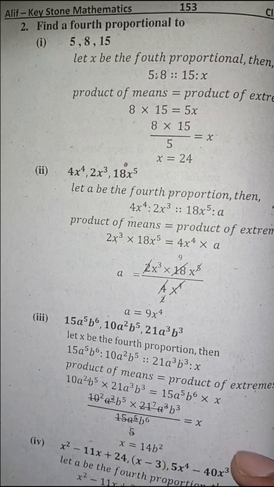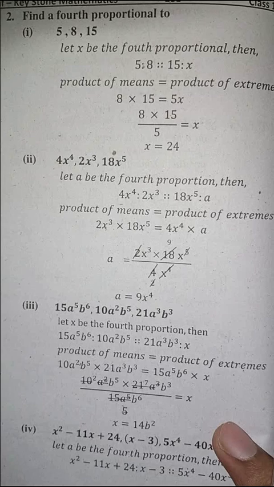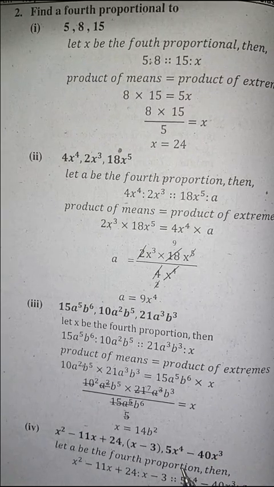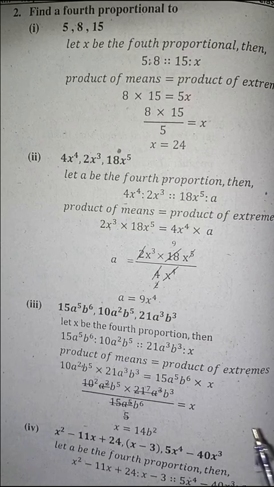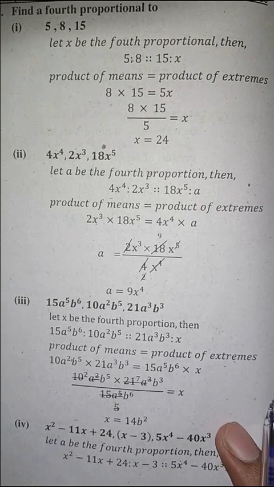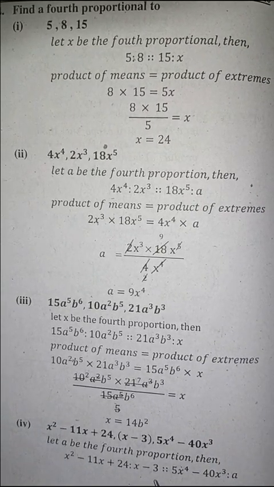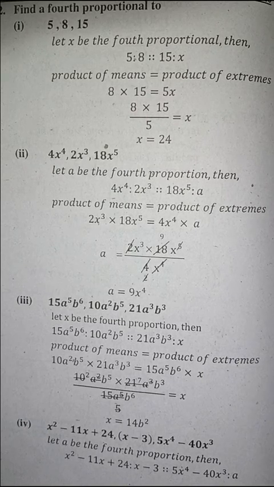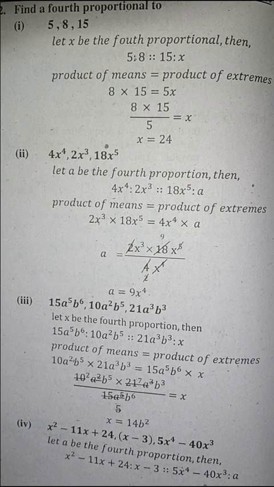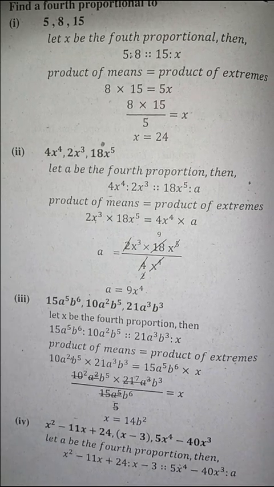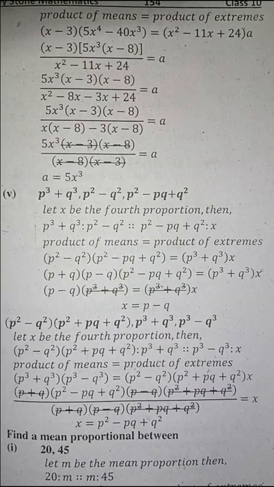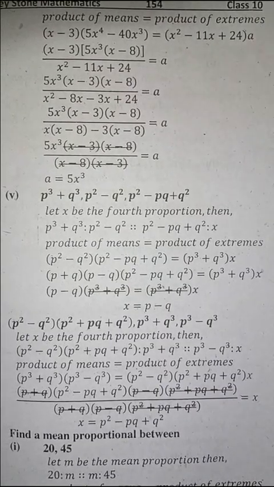Got it? Fourth part is x square minus 11x plus 24, x minus 3, 5x4 minus 40x cube. Let a be the fourth proportional, then x square minus 11x plus 24 ratio x minus 3 proportion 5x4 minus 40x3 ratio a. Now we know that product of means is equal to product of extremes.